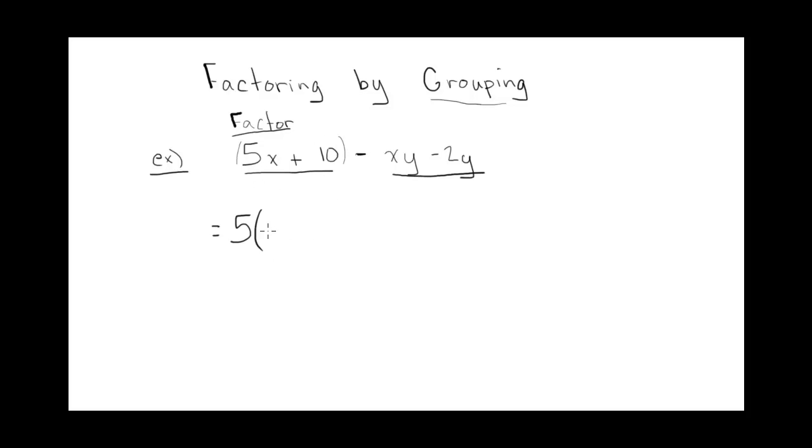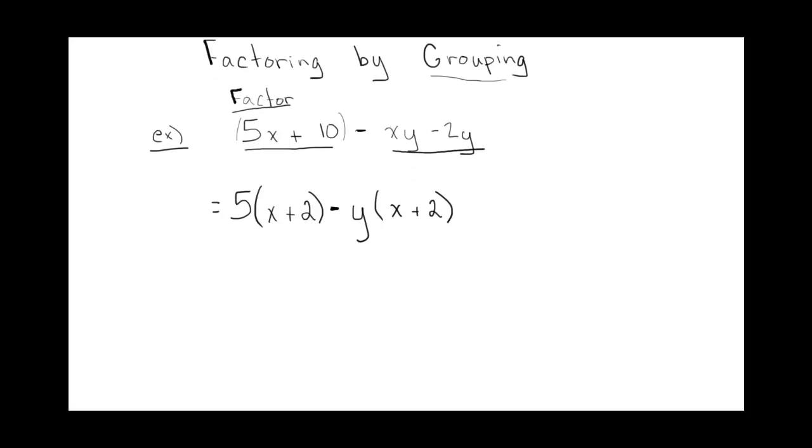And then what am I left with? I'm left with the x and the plus 2. And then I'm going to factor the second two. So notice this is a subtraction, so subtract. And what's common to xy and 2y? Well, that's just a y. And then what are we left with? What do we need to multiply this by to get this? Just the x. And what do we need to multiply minus y by to get minus 2y? We need a plus 2.